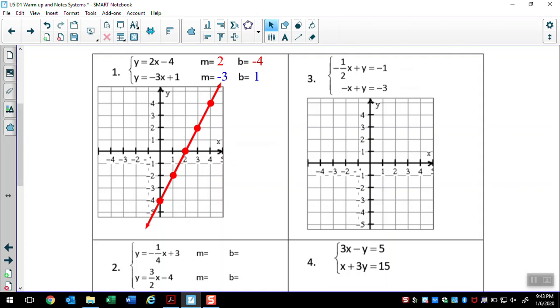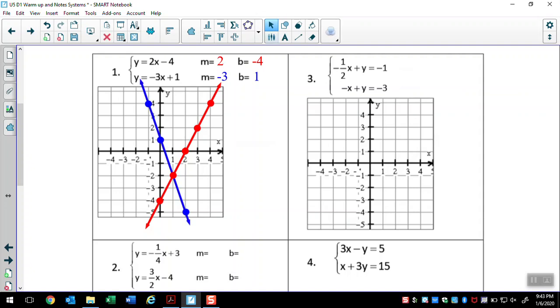I always start with the y-intercept, so I'm going to put a point there. Now my slope is -3 over 1. So down 3 over 1. I already have a point there. I'm going to see if I can get any more, so I'm going to go back to the start and do the opposite: up 3 and left 1. Now I can graph my line.